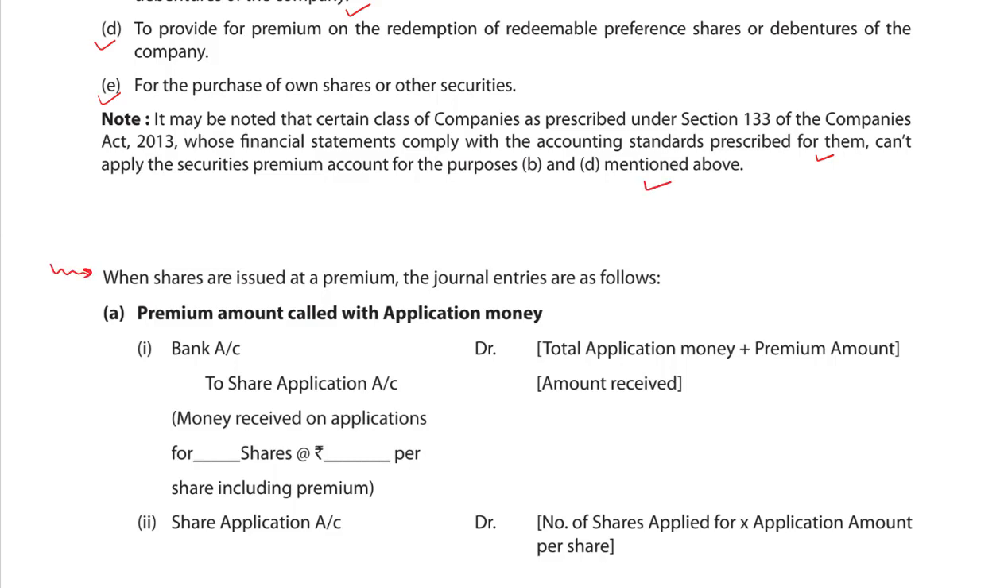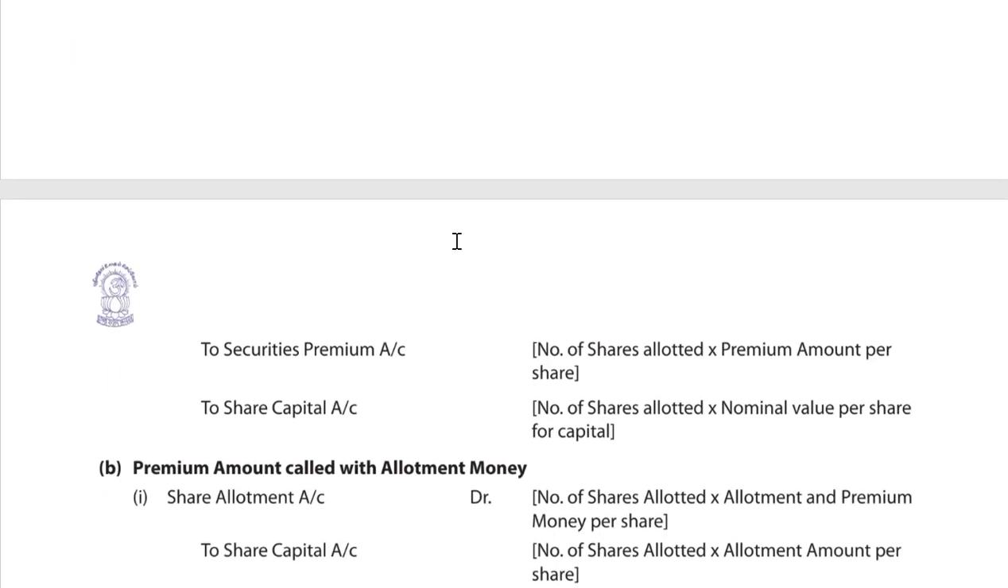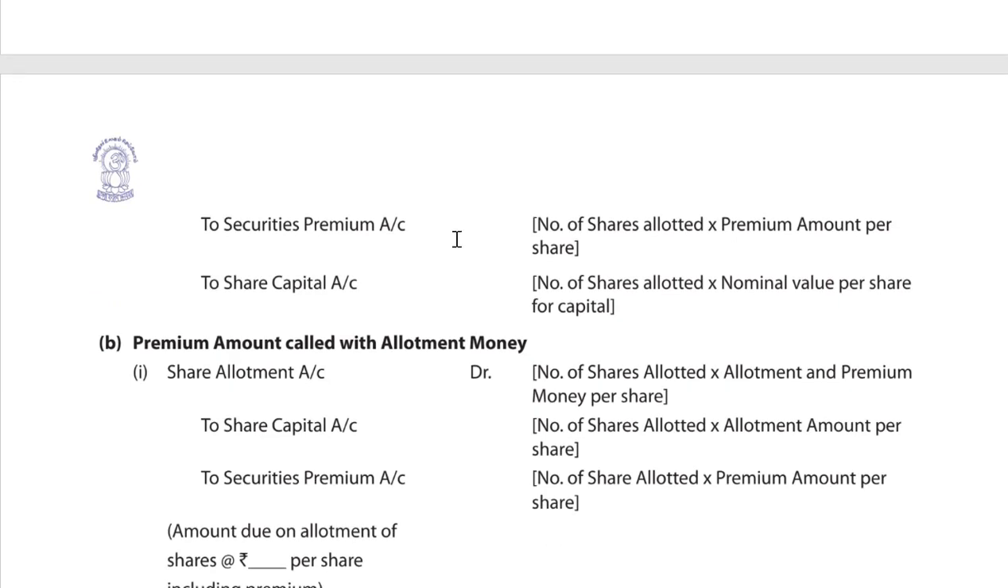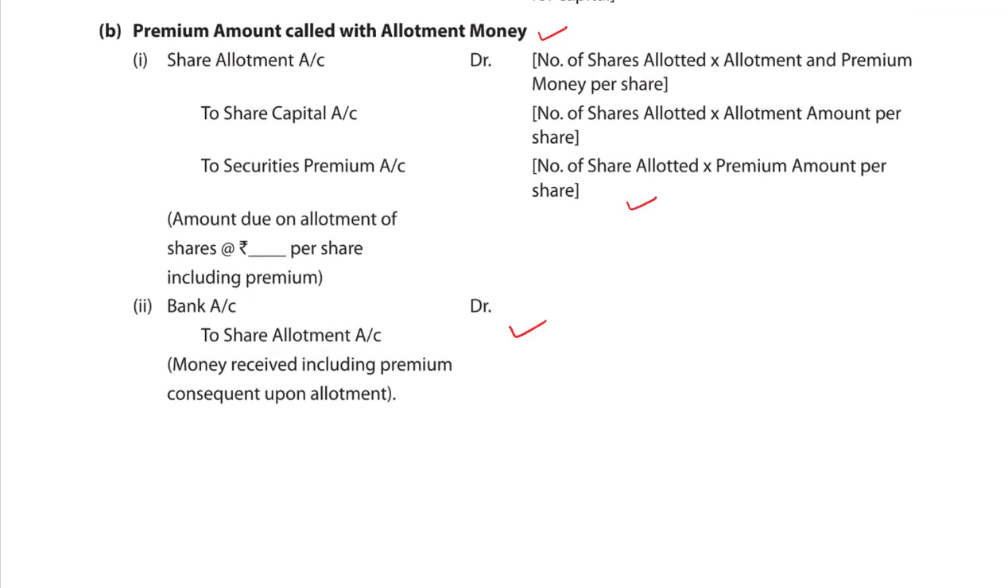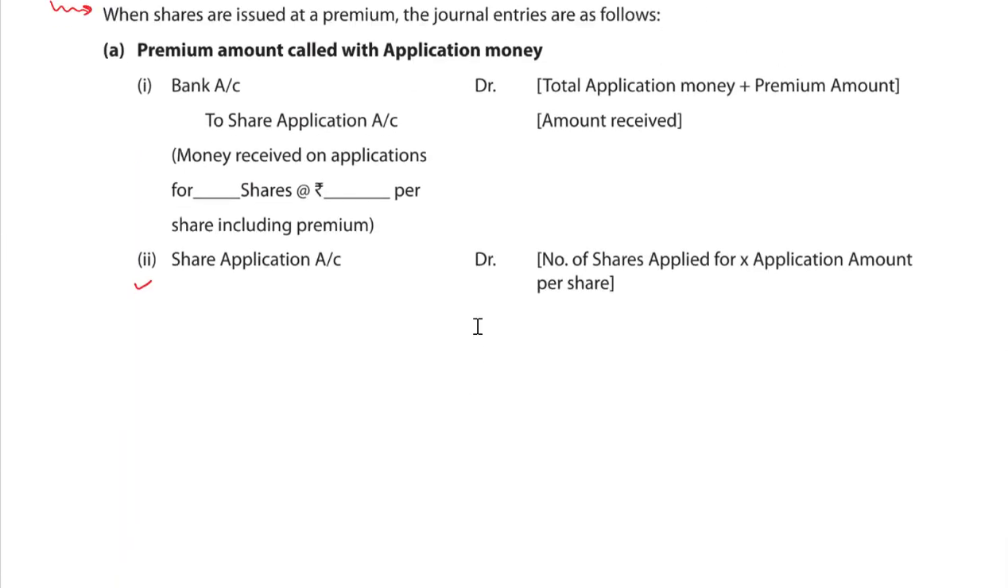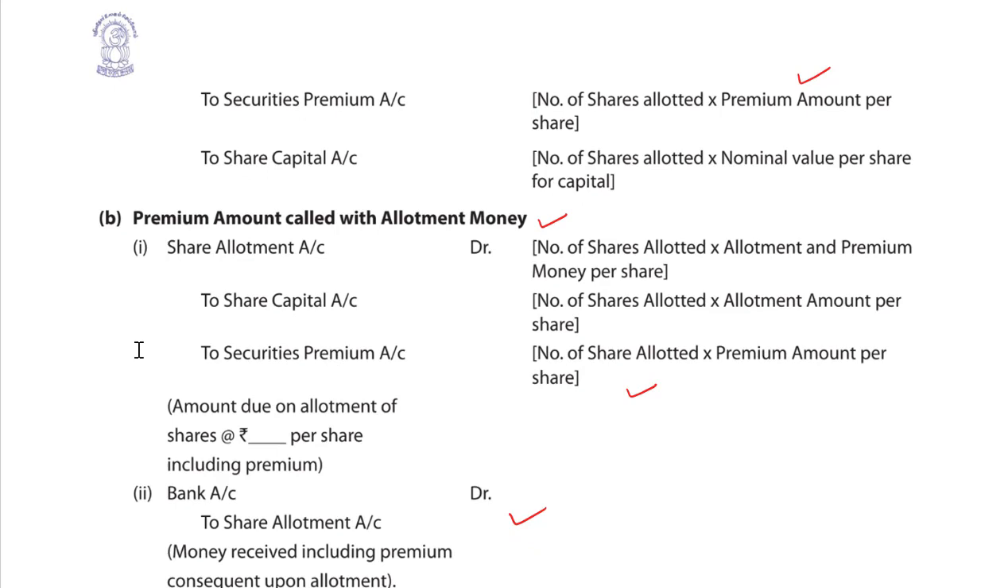When shares are issued at a premium, the journal entries are as follows. First, premium amount called with application money: bank account debited to share application account. Next, share application account debit to securities premium account, the number of shares allotted multiplied by the premium amount per share collected, and to share capital account. When the premium amount is called with the allotment money, then share allotment account debit to share capital, to securities premium on allotment, and bank to share allotment inclusive of the amount of premium. I believe you understood both the cases. Case A, premium amount called with application money, and case B, premium amount called with allotment money.